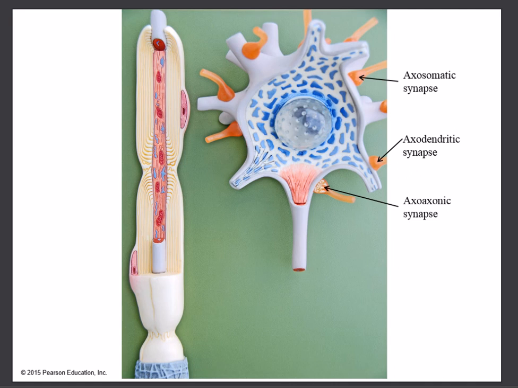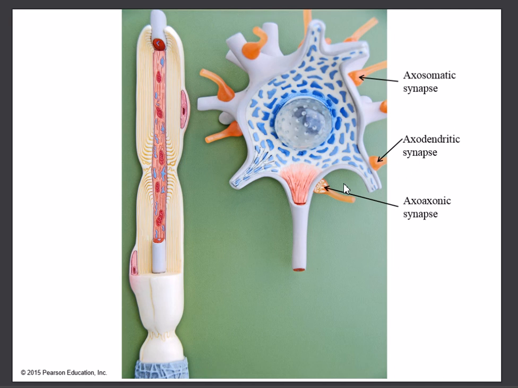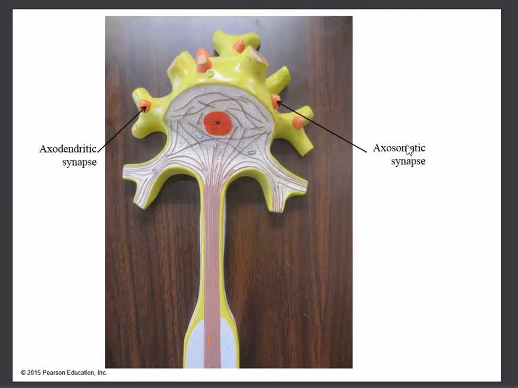The third possibility is an axoaxonic. So here, the axon of one neuron synapsing at the axon hillock of the other neuron. So this would be axon to axon. I did it also on the yellow neuron. You can see over here, this would be an axodendritic. This looks like it would be an axodendritic.